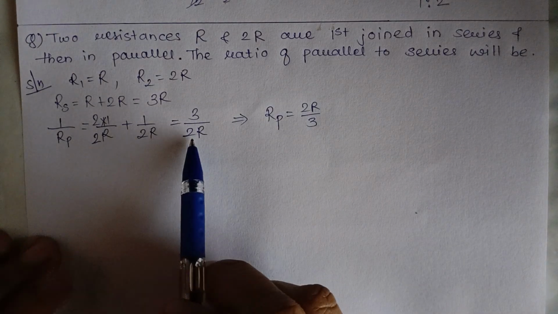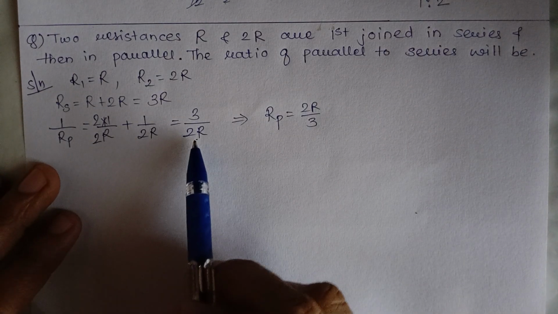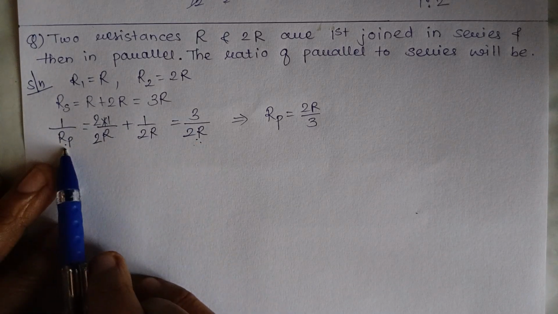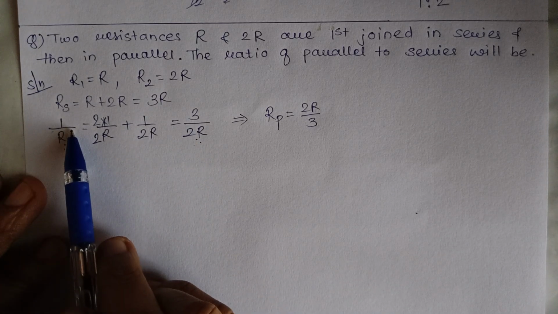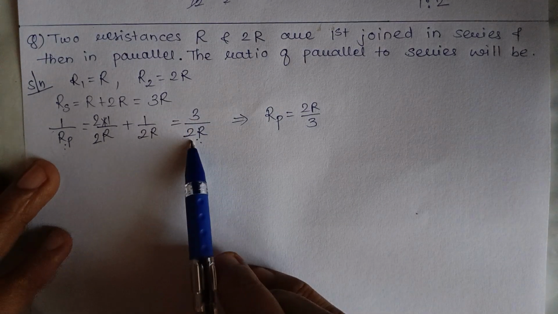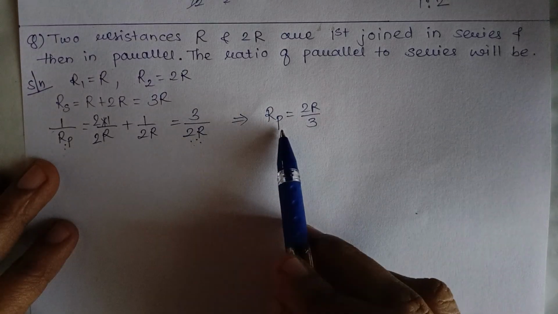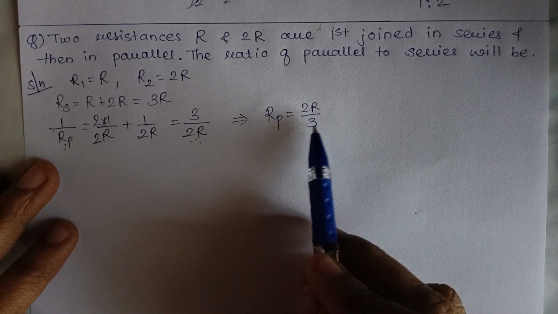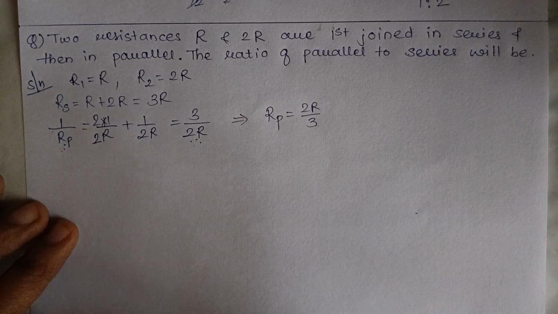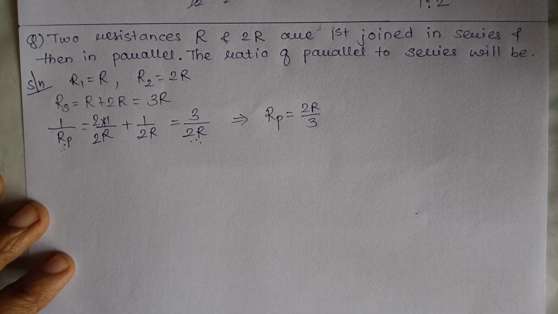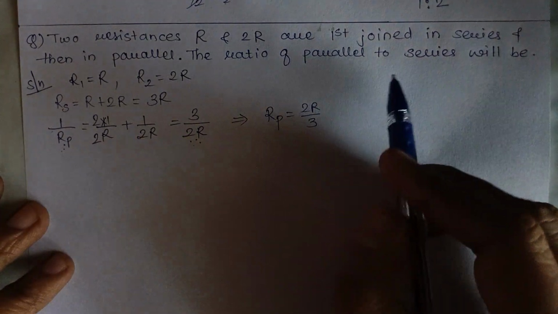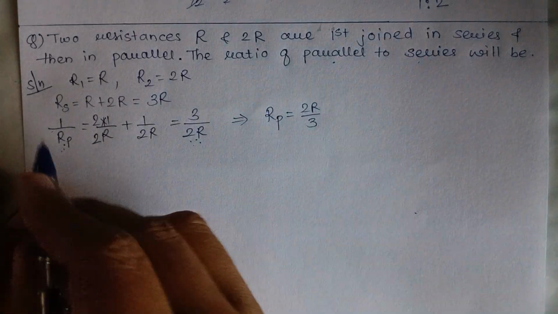See students, most of the time students make a mistake in this. They directly write our resistance in parallel as 3 upon 2R. Here they may forget to write it in the reciprocal form. So be careful while writing resistance in parallel, and also in case of capacitance in series we take reciprocals, right? Okay, so we have to find the ratio of parallel to series.